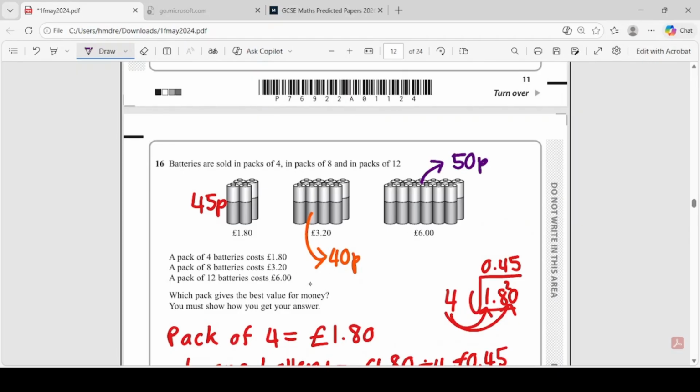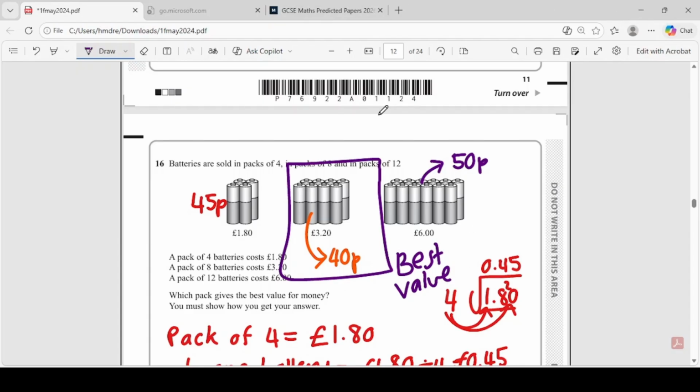Okay, so which pack gives the best value for money? That would be this 8 pack. And we have shown how we got our answer for that one. So best value means it's the cheapest per battery. So that is the cheapest per battery, that one.